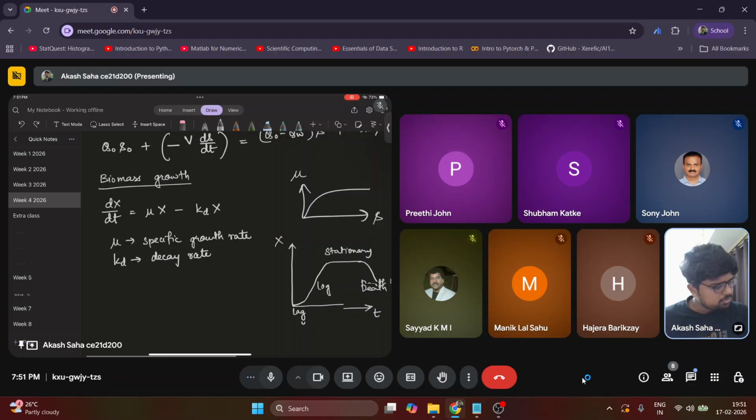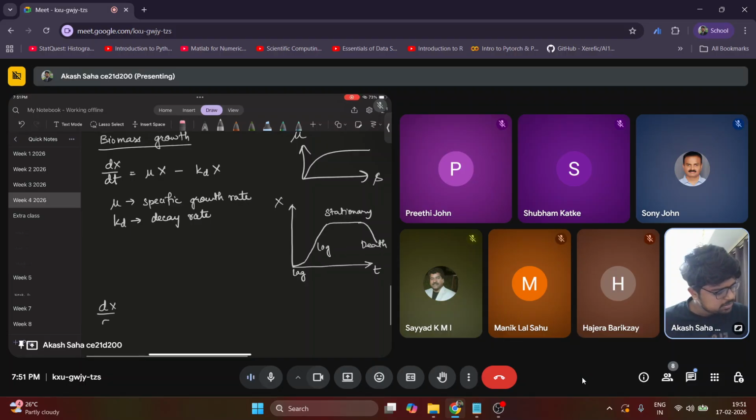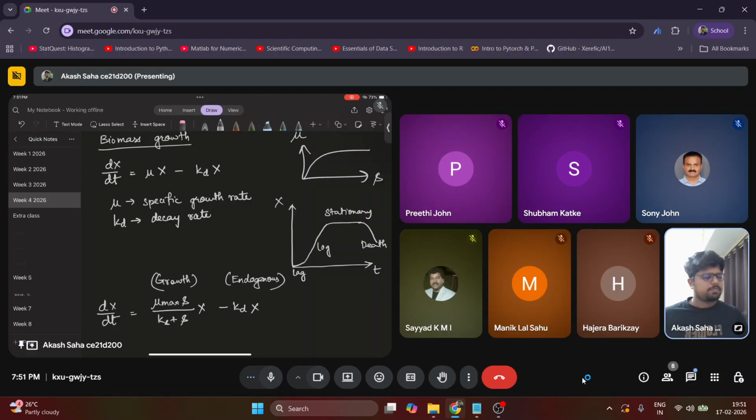So now what will happen? This dx by dt will be equal to mu, which we know from the Monod equation, mu max s by ks plus s, into x, minus kd x. This represents the growth and this represents the endogenous phase or the death phase. I hope this is clear to all of you.